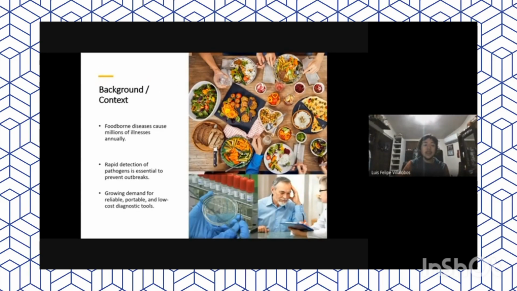Okay, in our first slide we have the background, or the context, about this topic. That is, foodborne diseases kill millions of people every year. Because of this, rapid detection of pathogens has become essential to prevent outbreaks. There's also a growing demand for diagnostic tools that are reliable, portable and low cost, especially in the food industry, and that is very important.